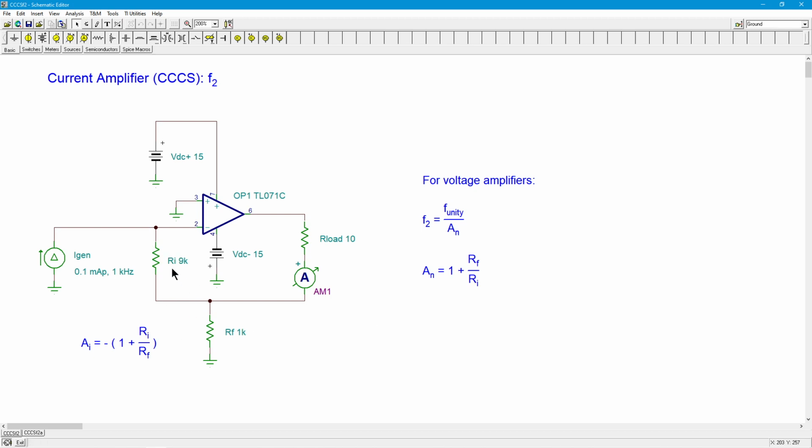Maybe this has something to do with the RI and the RF, right? Here it's RI over RF, here it's RF over RI. So if it was the other way around, in other words, if it was 1 plus 1K over 9K, that would be a net gain of 1 and a ninth, so about 1.1. And in a case like that, if I had F unity divided by 1.1, I would get somewhere around 3.5 megahertz. That would be sensible. All right, so that's my hypothesis. I'm just going to assume maybe those are flipped.